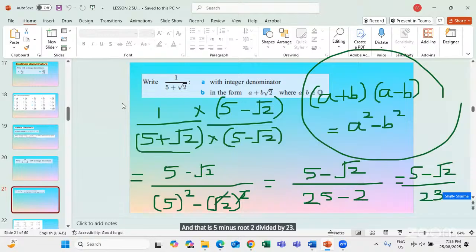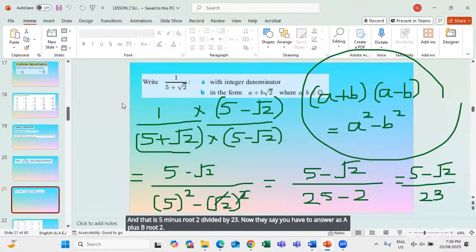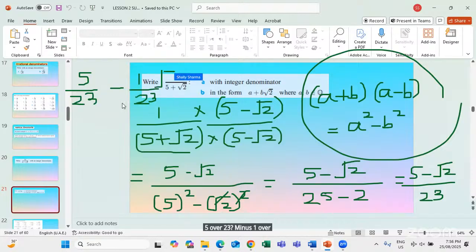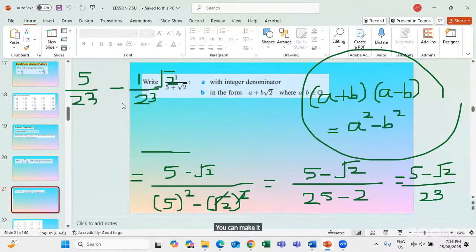Now they say you have to answer as a plus b root 2. We are getting the answer like 5 minus root 2 over 23. So we need to split it: 5 over 23 minus 1 over 23 square root of 2. You can leave the answer like this, or if you want, you can make it in the plus format as they have given here. This is 5 over 23 plus minus 1 over 23 root 2.